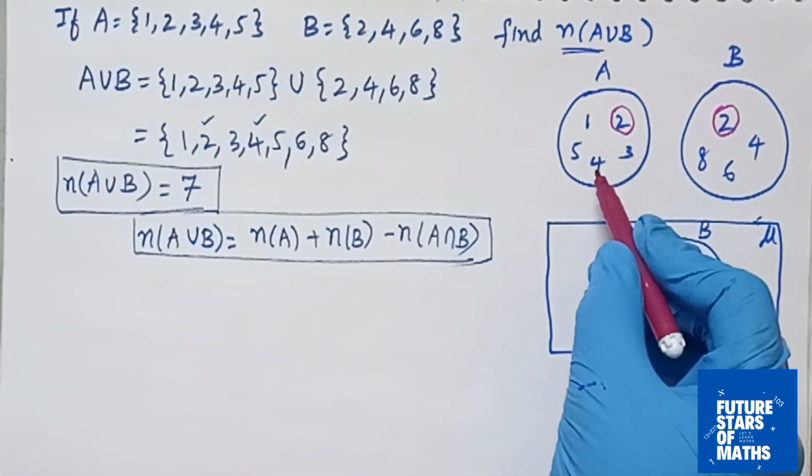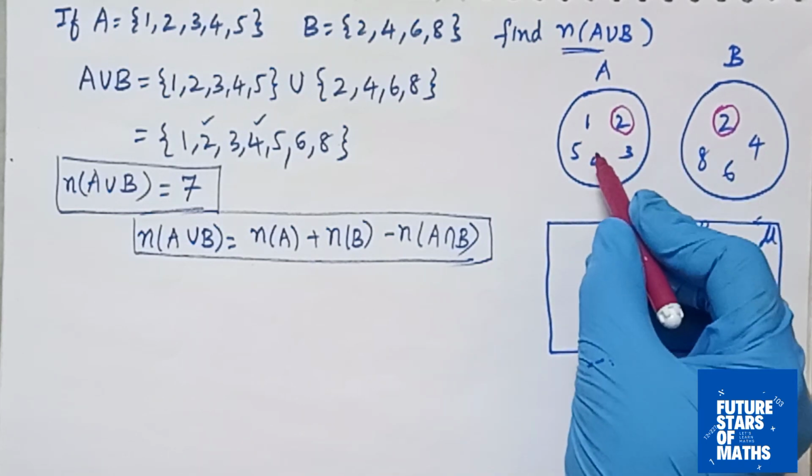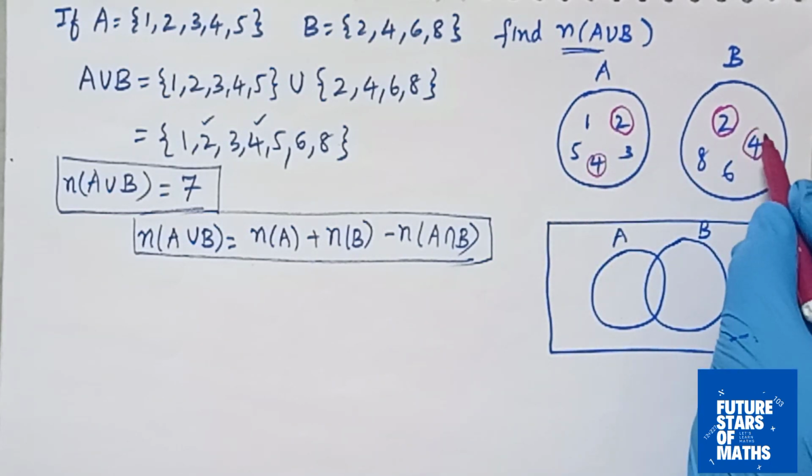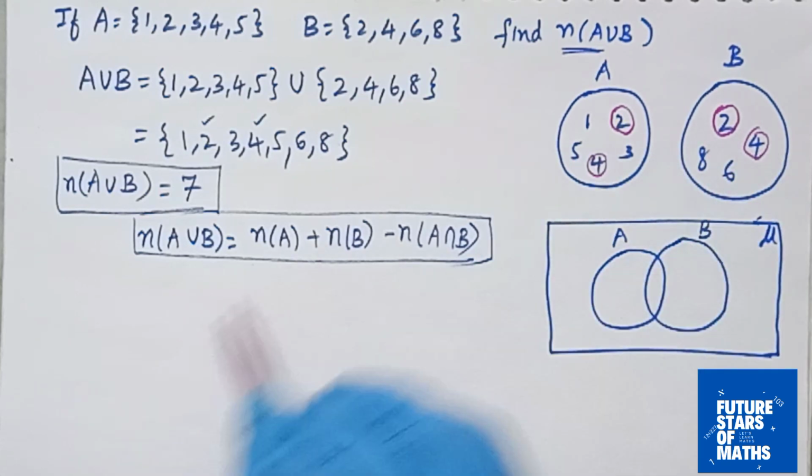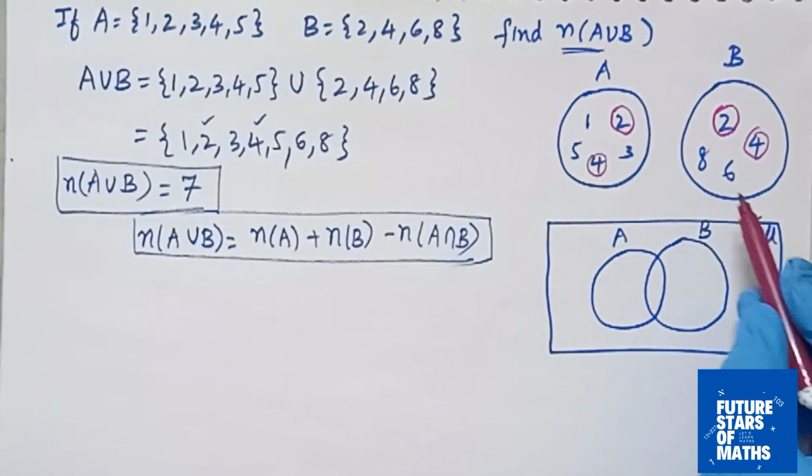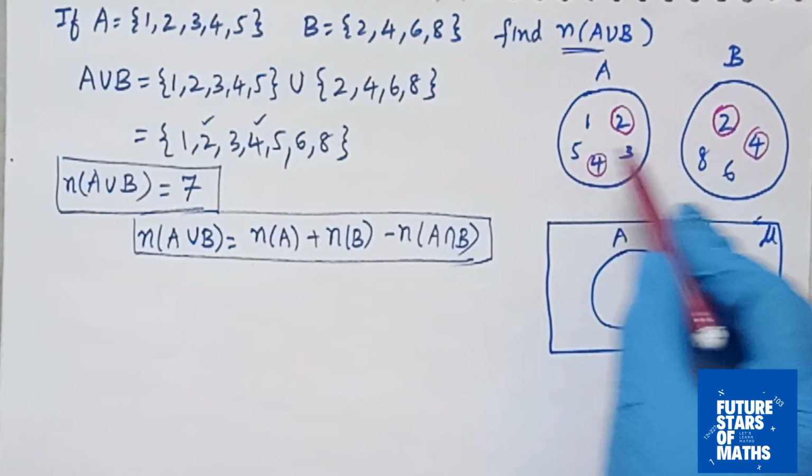5, we don't have 5 here. 4, we have 4 here. So this is also common to both. Then 3, we don't have 3. So we checked it. Okay, now 2 and 4 are common in both the sets.